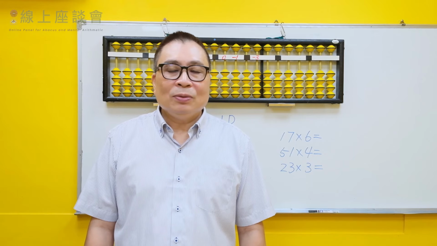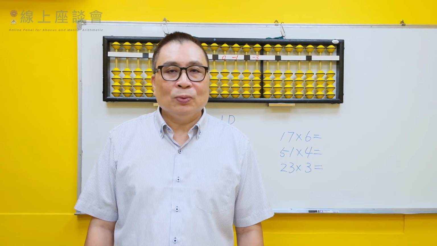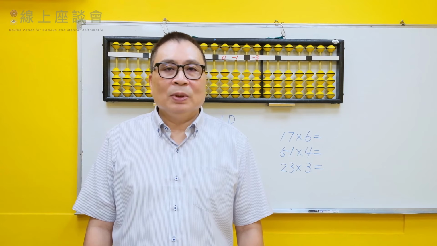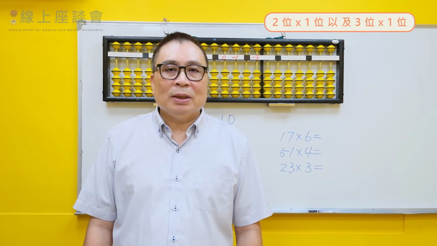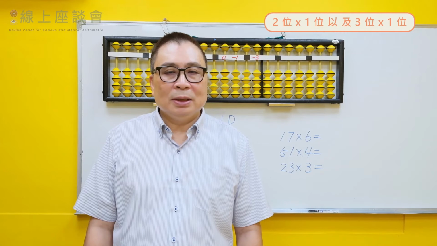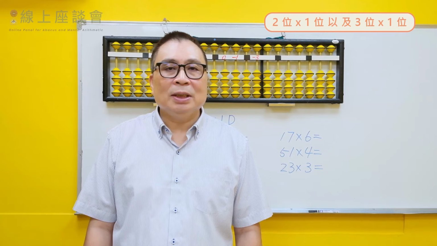Today we will look at the 5th unit. We will discuss the multiplications that involve 2 digits times 1 digit and 3 digits times 1 digit. As we know, multiplication is the extension of addition.